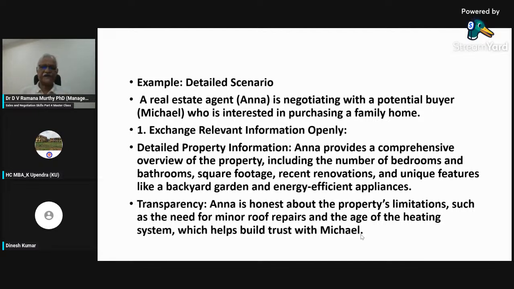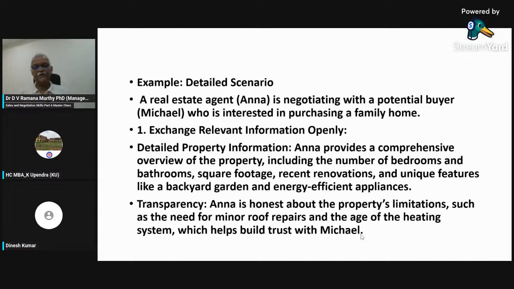The first phase is exchange relevant information openly. How do you go about it? These are all case studies. Again, when I say examples, your faculty members may repeat the same problems for tapping your skills in the negotiation phases. As a matter of fact, these are all practical assignments, mind it. You're given the chance. You're playing the role of a real estate agent, and somebody else will be playing the role of a potential buyer who is interested in purchasing a villa or a family home or whatever.